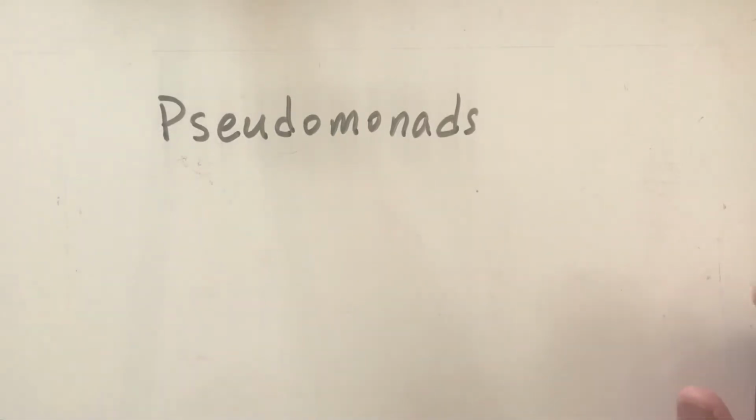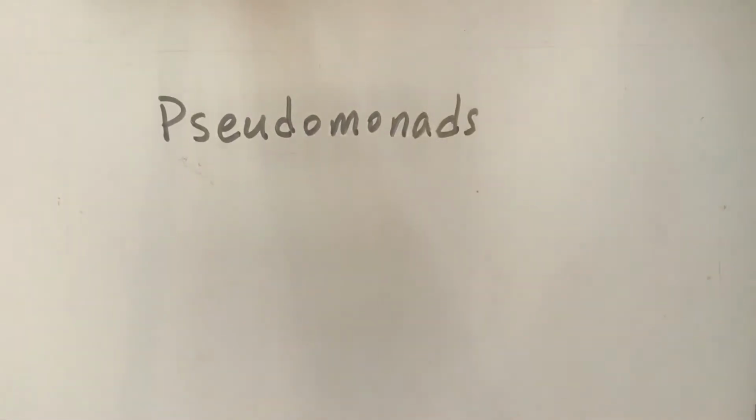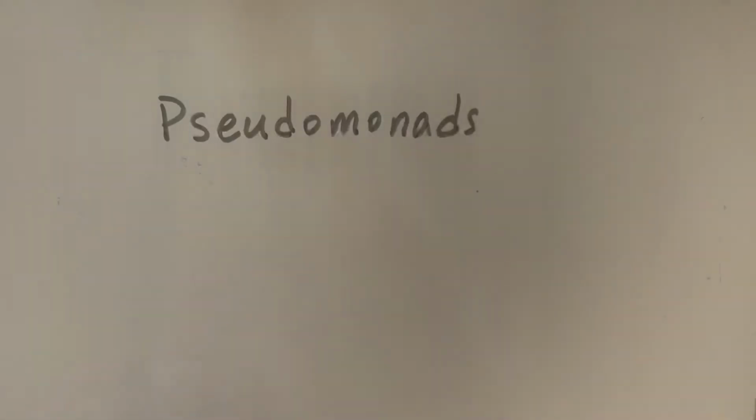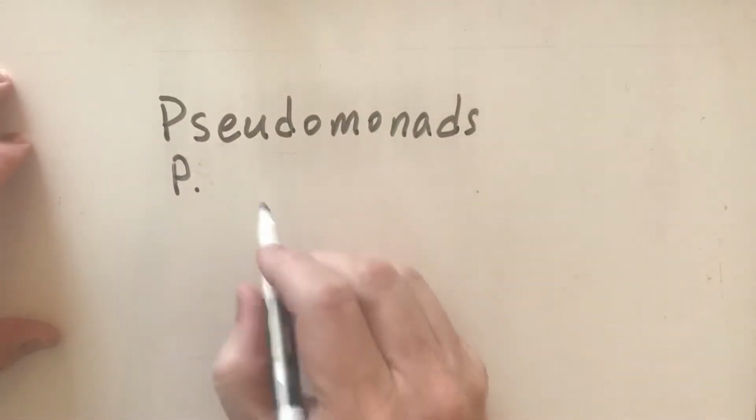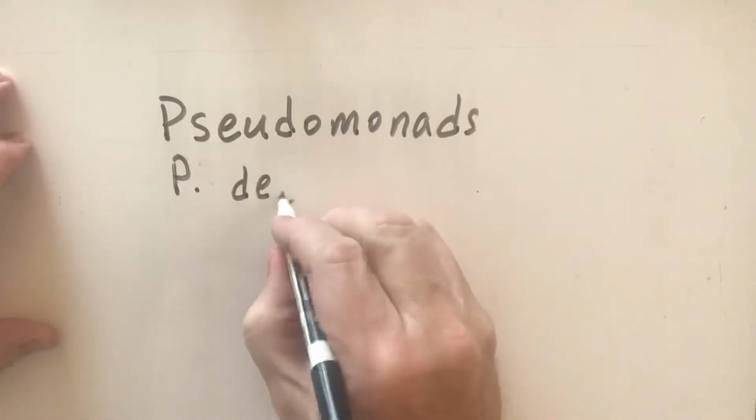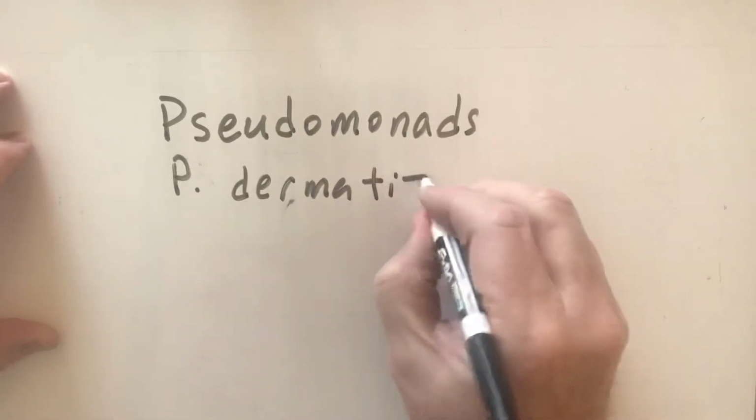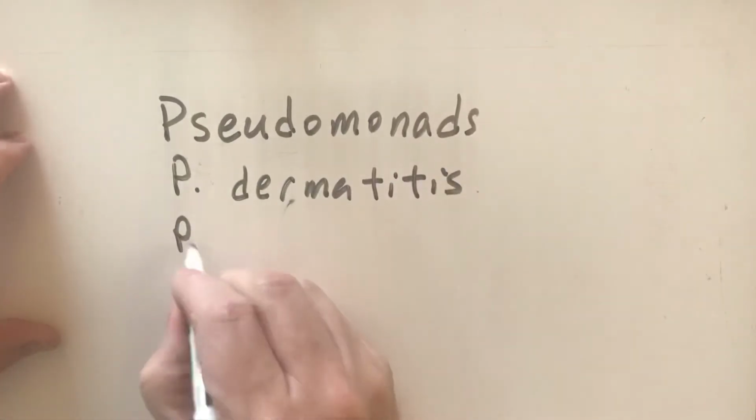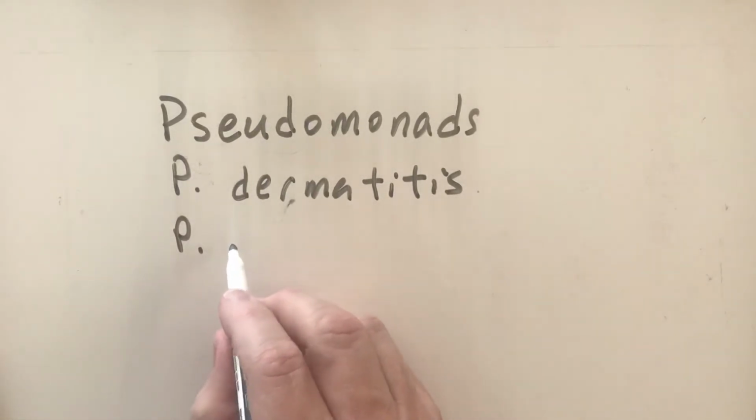Okay, so today we're going to be talking about the Pseudomonas. Pseudomonas are basically a type of bacteria that can cause disease. And there's two types that we're going to talk about. The first one is going to be Pseudomonas dermatitis. And the second type is called Pseudomonas aeruginosa.